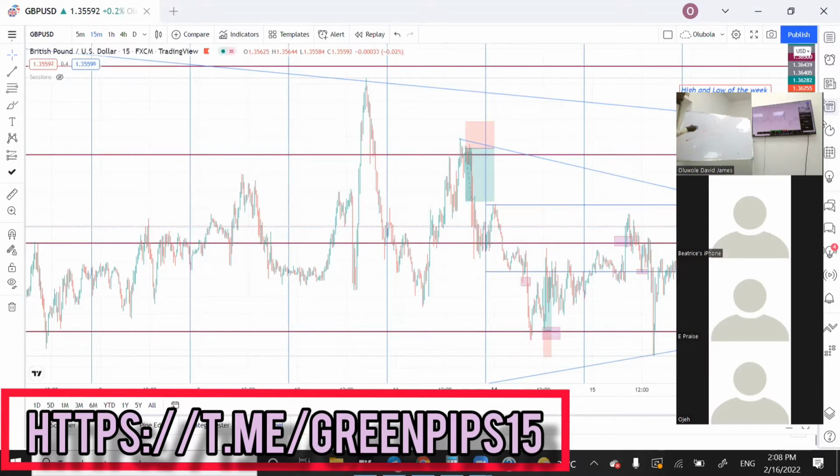Yep. And when the market breaks this, it came down to create another low here. Then it came up and it comes down. Then you can say the market has resumed another downtrend. So that is how the trend line moves. Now let's go to the charts.